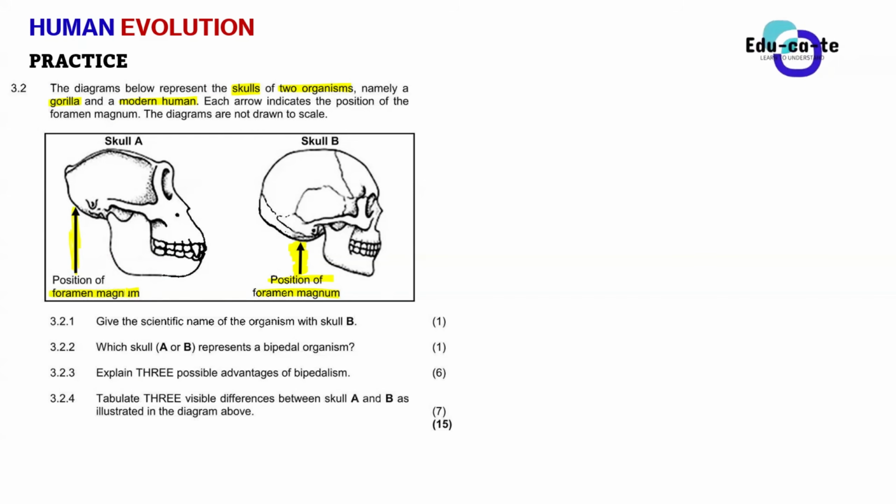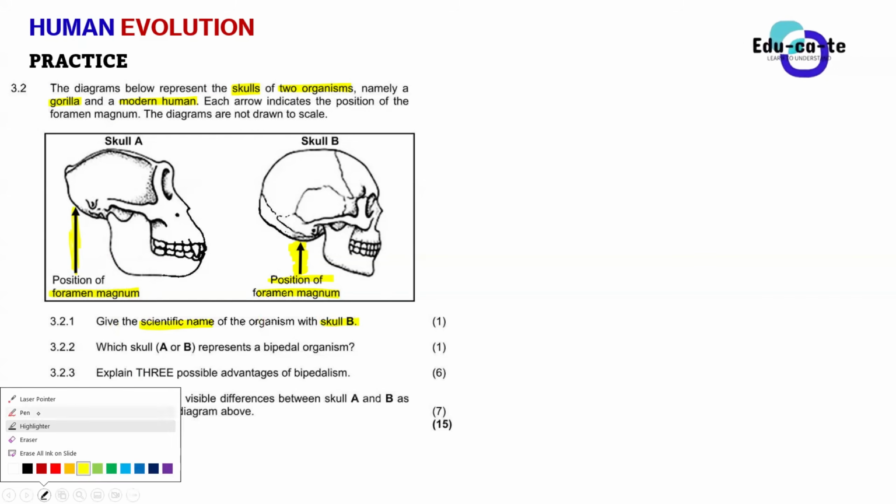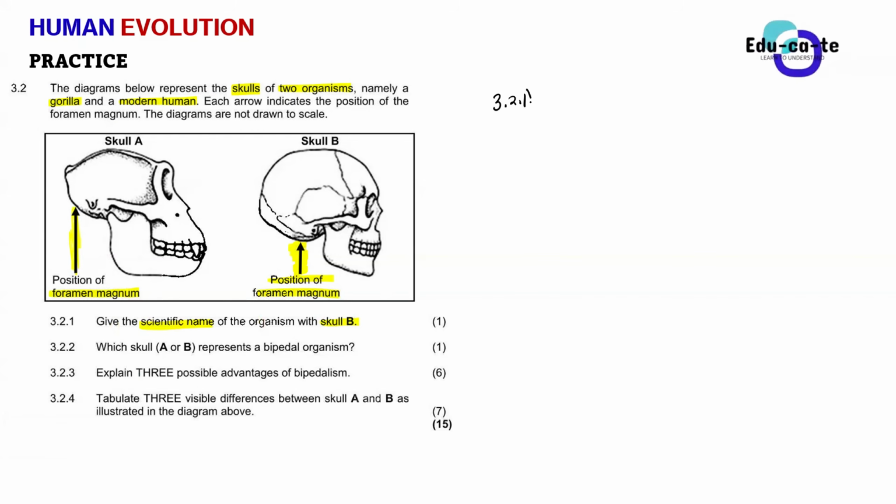Right. So now let's go to 3.2.1. What is the scientific name of the organism with skull B? Yes, Homo sapien. Yes, it's Homo sapien.